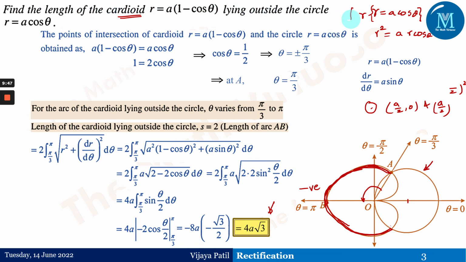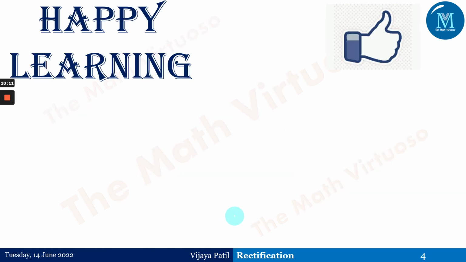So pause the video, try to go ahead and find out how we can reach from the polar to the Cartesian, and how we can draw the circle with this type of detailing from this one equation of the curve. And this is about the 4a square root of 3, which is the length of the cardioid which lies outside the circle. This is about part 2.